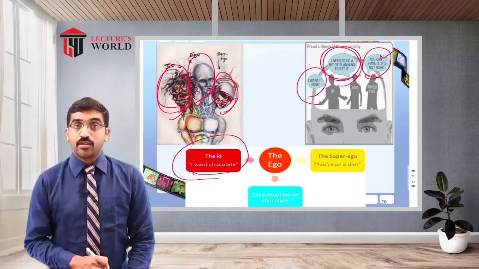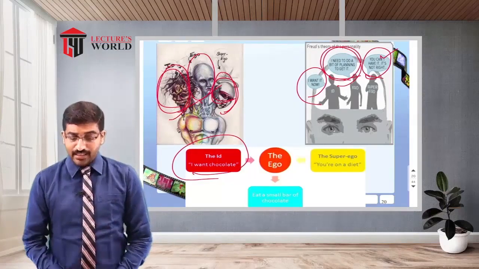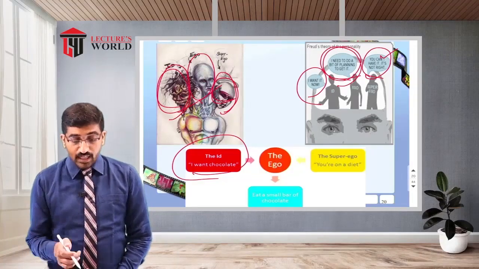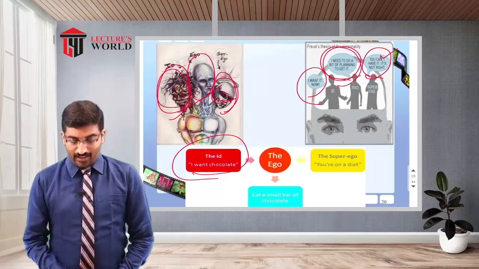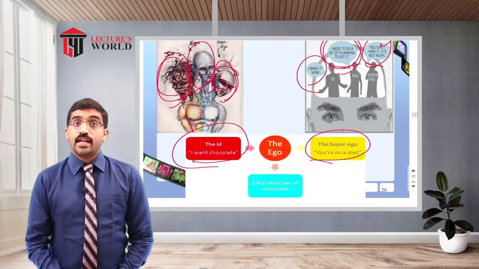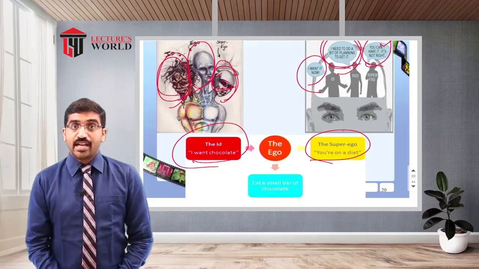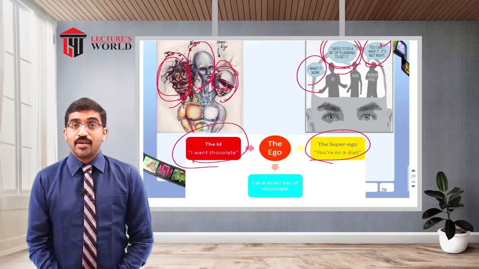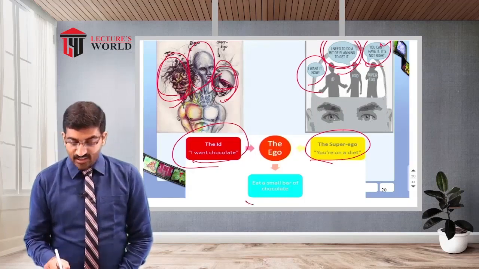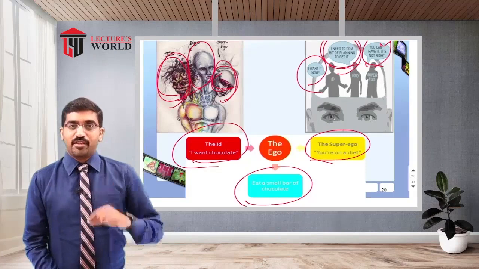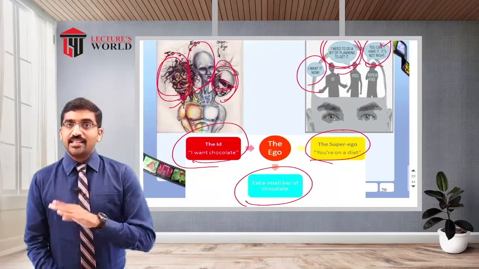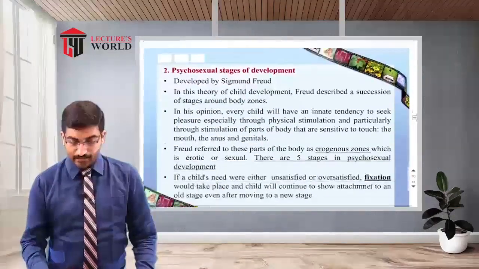Another example, because I am giving more examples for more clarity of this concept. Id will tell, I want chocolate. But superego will tell, no, you are on a diet. You are a diabetic person, or you are a fatty person, a heart patient, you are on a diet. You cannot have it. But your ego will tell, no, I will eat a little bit of chocolate, not the full chocolate, to satisfy myself. So id and ego also go simultaneously.